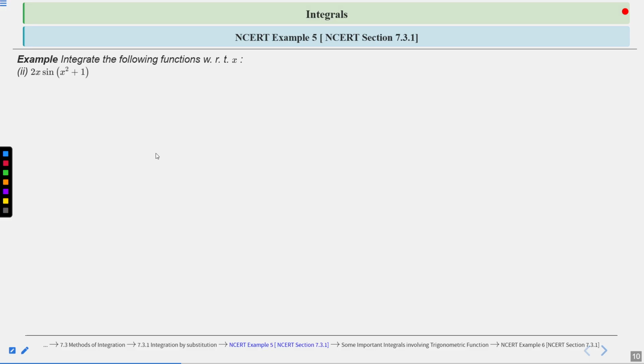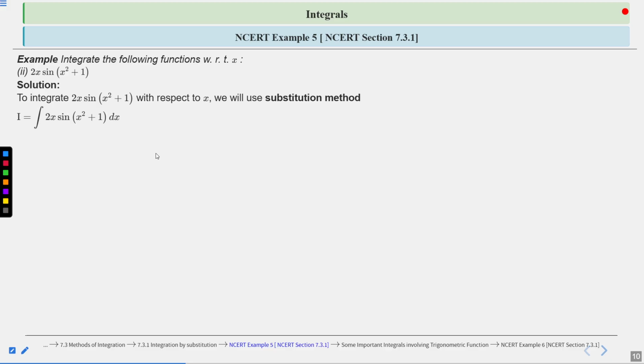We have to integrate the following function with respect to x, and the function is 2x sin(x² + 1). Let's see the solution part. Now to integrate 2x sin(x² + 1) with respect to x, we will use the substitution method. So I will be equal to the integration of 2x sin(x² + 1) dx.